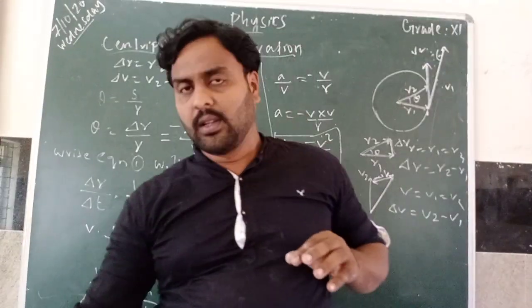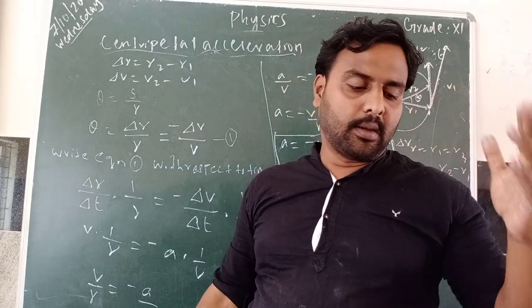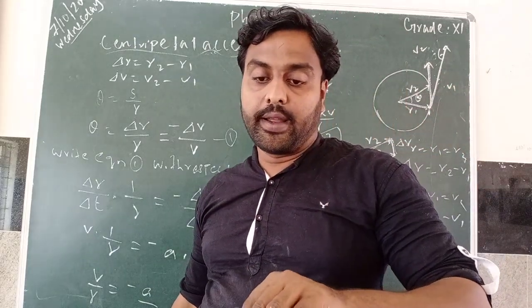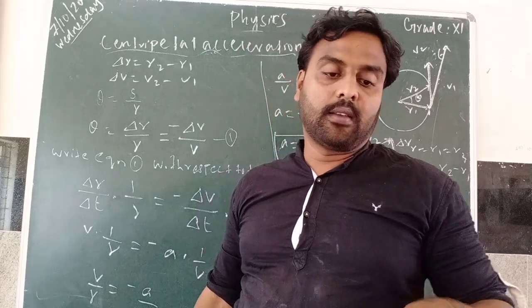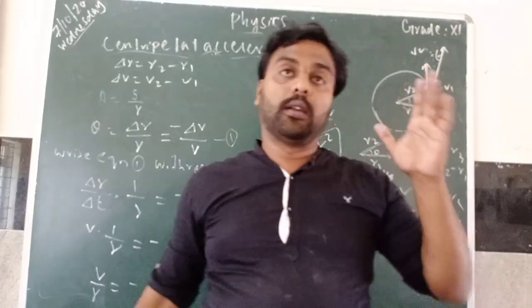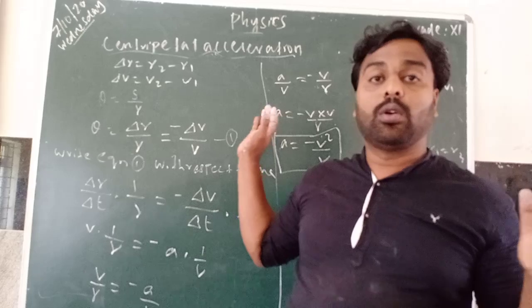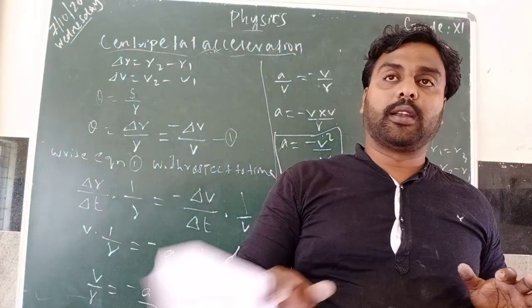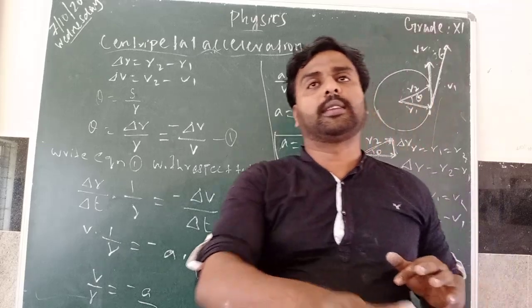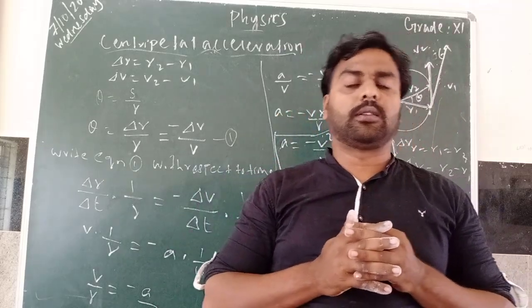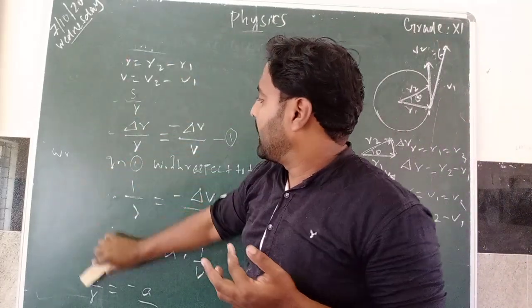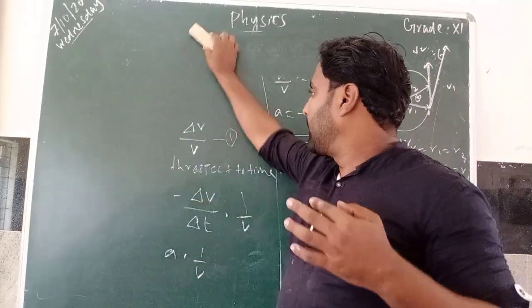Next, you can see page number 91 and 92, centripetal acceleration. This is one of the important derivations, so you have to practice this. Now the last part in this unit is kinematic equation for circular motion. We all know the kinematic equations.